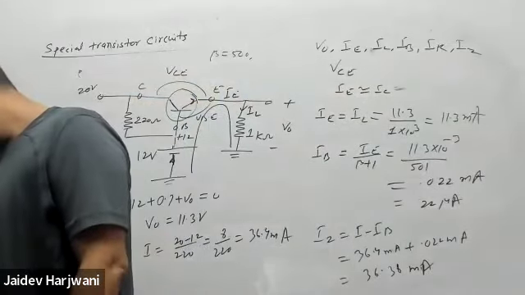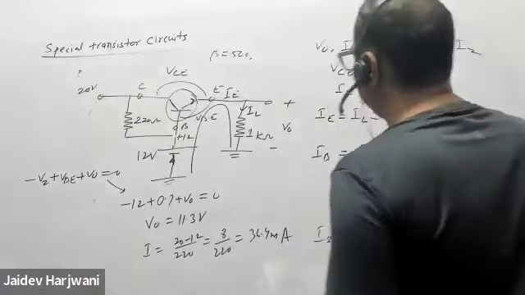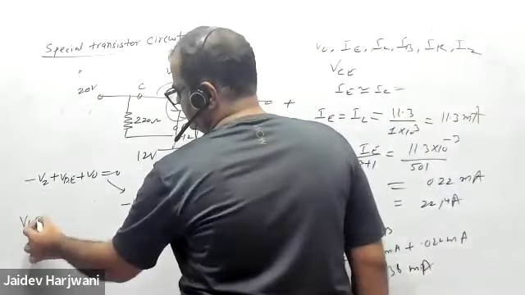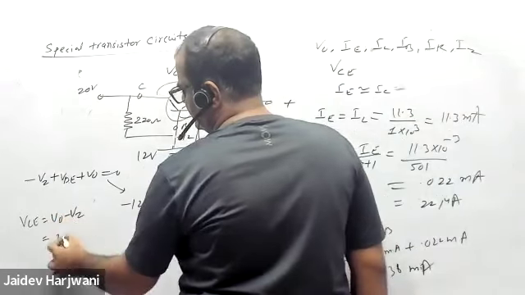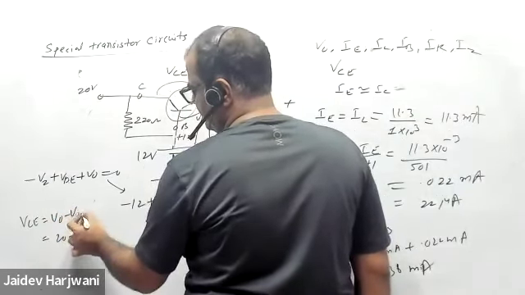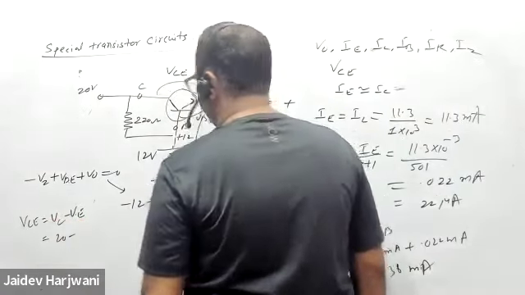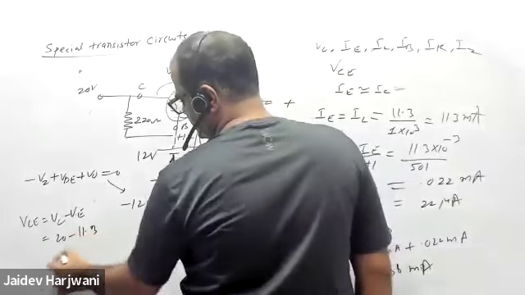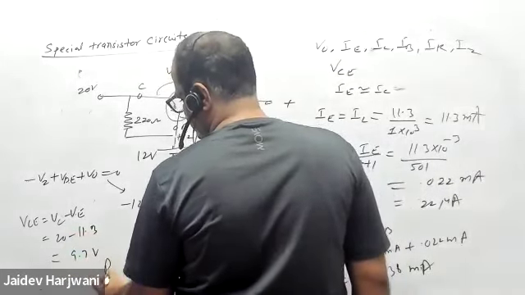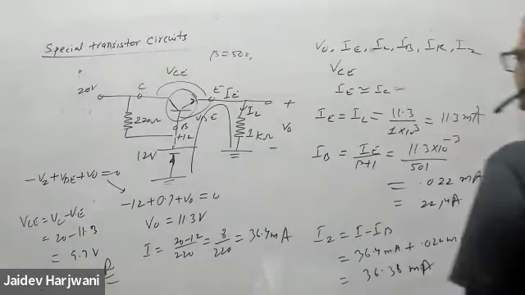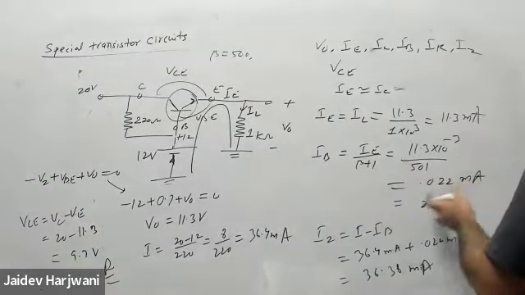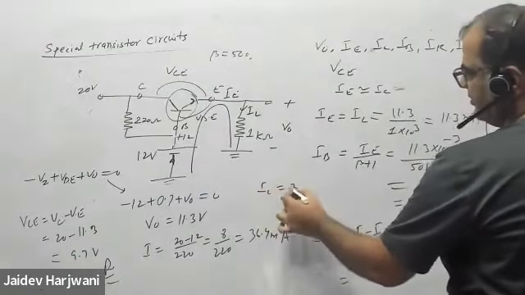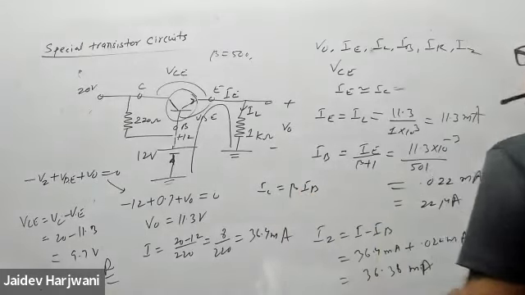Yes, sir. And how much will VC be? You can find VC as V0 minus VZ, 20 minus VE. VE was how much? 11.3, so 9.7 volt. IC you can find by multiplying this by 500. IC is your beta IB. So everything is solved.